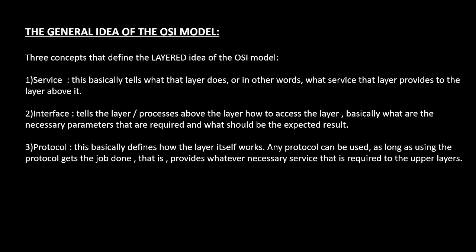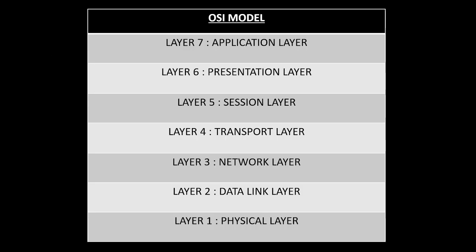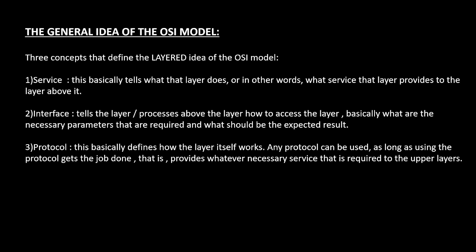So let's go back and take an example and talk about the physical layer. If I talk about the service of a physical layer, it could be that the physical layer is responsible for transmitting the raw ones and zeros, the raw bits, throughout whatever the channel is. That would be the service of the physical layer. Moving on, number 2 is the interface.